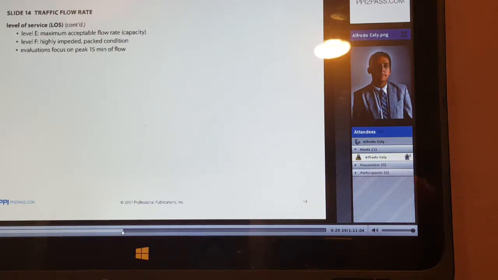Now, level of service E is the maximum acceptable flow rate. This is when our facility is at capacity, when it's flowing at capacity. Level of service F means it's highly impeded. It's a packed condition. And the evaluation of level of service will focus on the peak flow, on the peak 15 minutes of flow. So think of designing this huge facility, if you want to get level of service A, that will only have a level of service A for its peak 15 minutes.